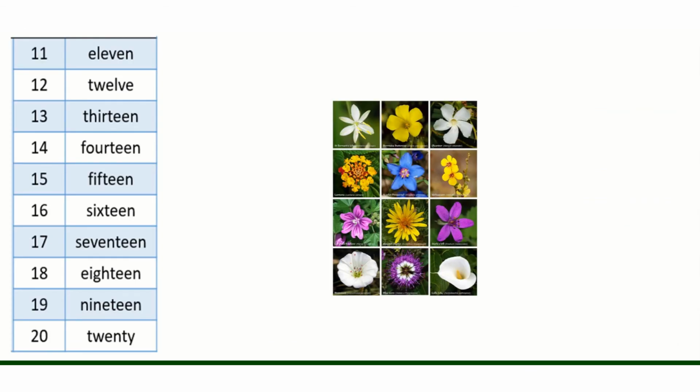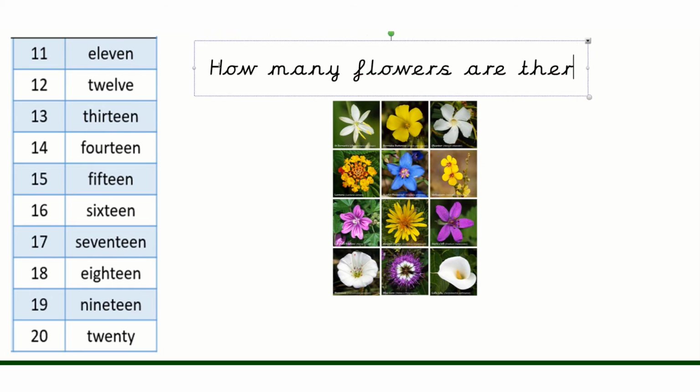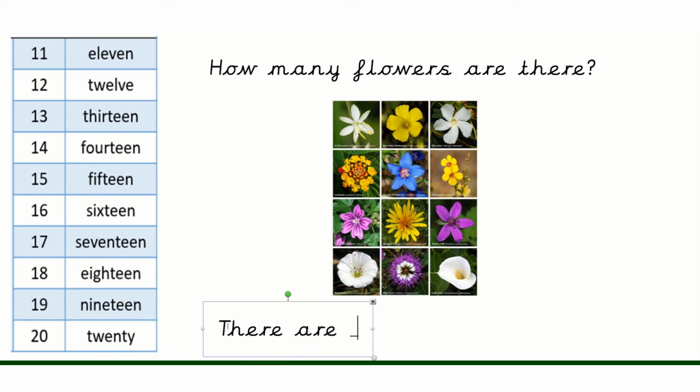The next slide, we've got some beautiful flowers. So here's my question. How many flowers are there? How many flowers are there? There are, and you can count them, flowers. There are flowers. In this one, if you can count in threes, you might be able to count them more quickly. You could say 3, 6, 9, 12.